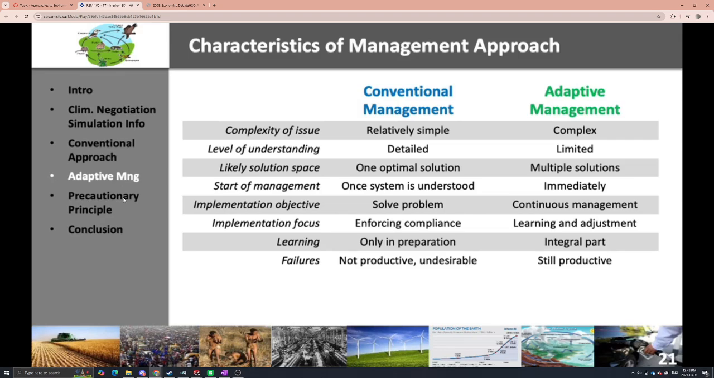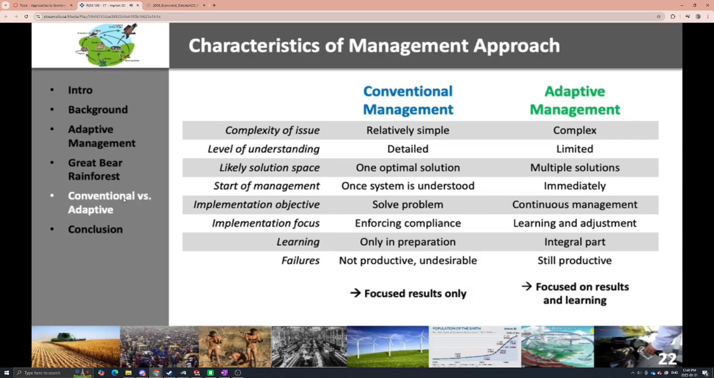In the conventional management approach, the learning occurs primarily before you intervene, and management failures are not desirable. Management failures are undesirable, and they're not deemed to be productive. In the adaptive management approach, however, learning is an integral part of the management plan, and failures of individual aspects of that plan can still be productive because they provide key information about how the system does or does not work.